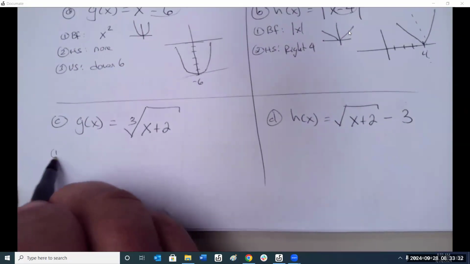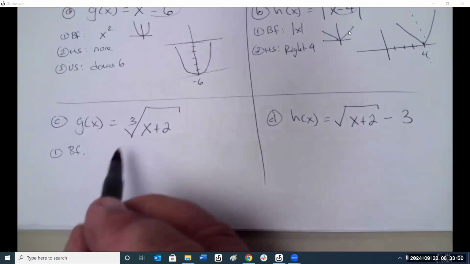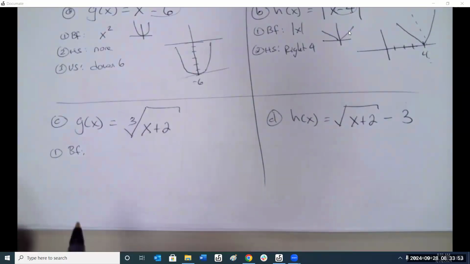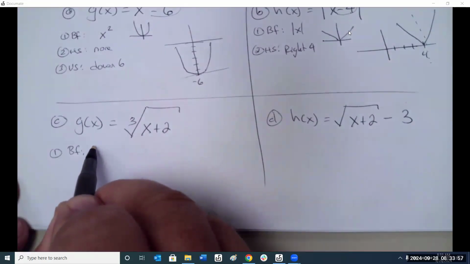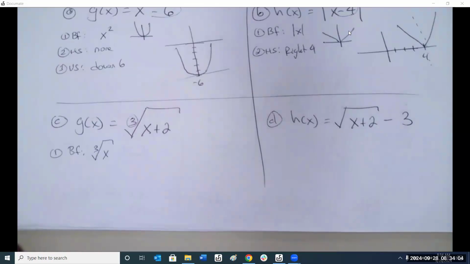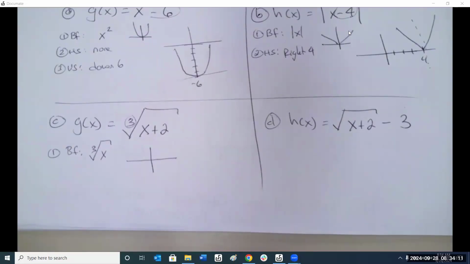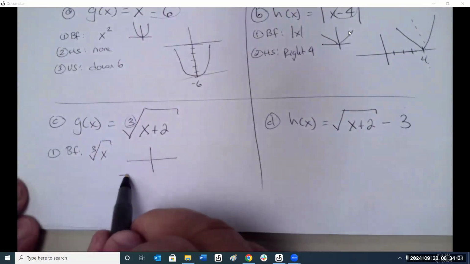All right, C. What's the basic function of C? Pretty much, it's easy to find the basic function. Anything that's plus, minus, just erase all the numbers, except that 3, because it's part of the function. Cube root of x, because that's a cube. What does a cube root look like? Yeah, like the one going up. Yeah, like this one, but going this way. Exactly, it's going this way.